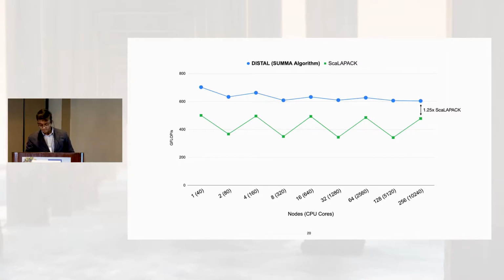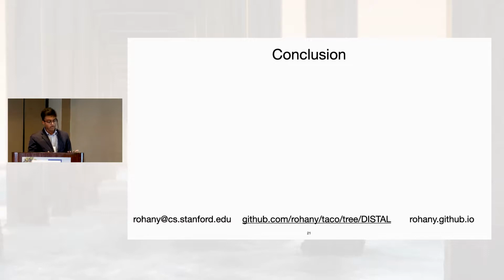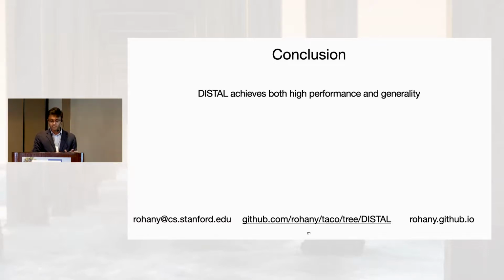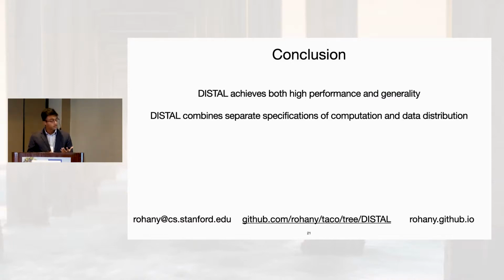All right? So I want to conclude now and leave you with a couple of thoughts. First, DISTAL allows you to achieve both high performance and generality in distributed tensor computations. The key idea here is to allow for separate specifications of how your computation and your data are distributed. And with this separate specification, you can implement a wide variety of different algorithms from the literature for your arbitrary computations.